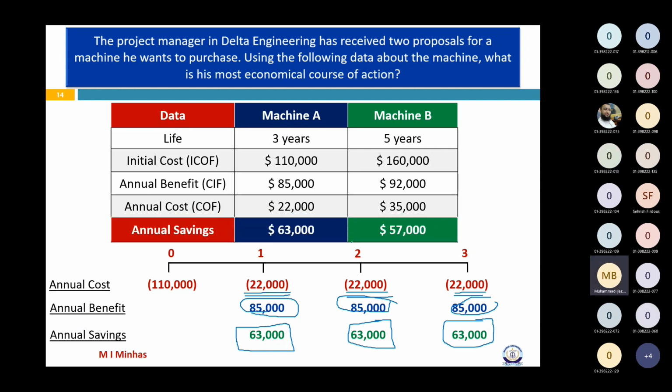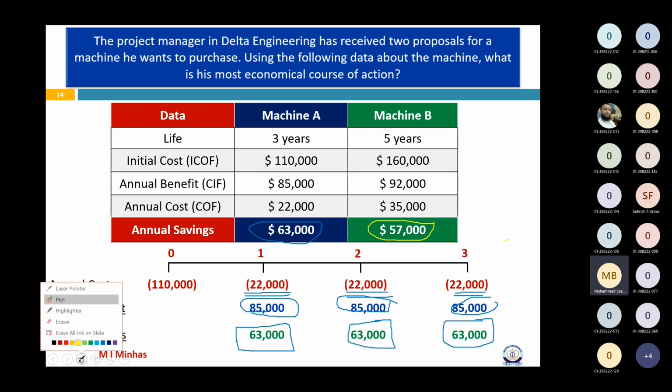So this is what we'll do now. The annual saving for machine A is 63,000. Similarly, the annual saving for machine B would be 57,000 here. Correct?